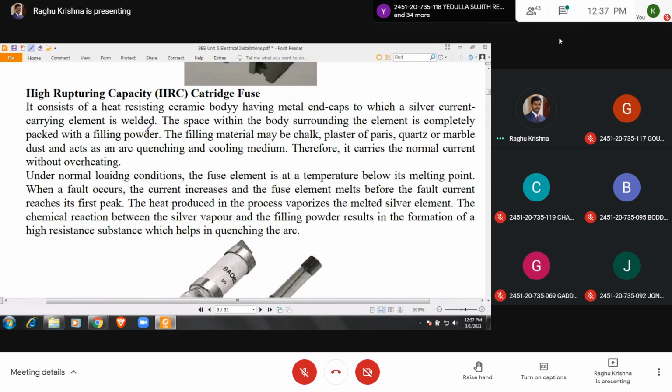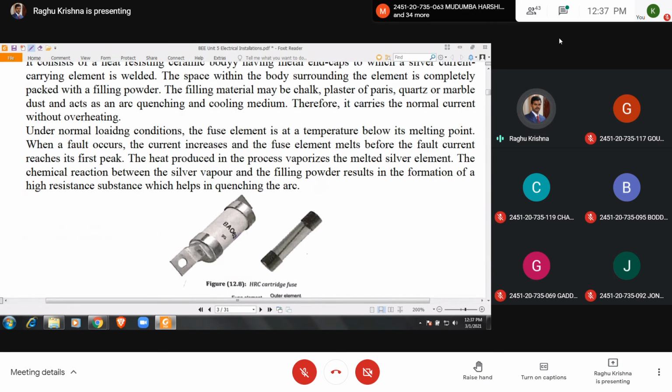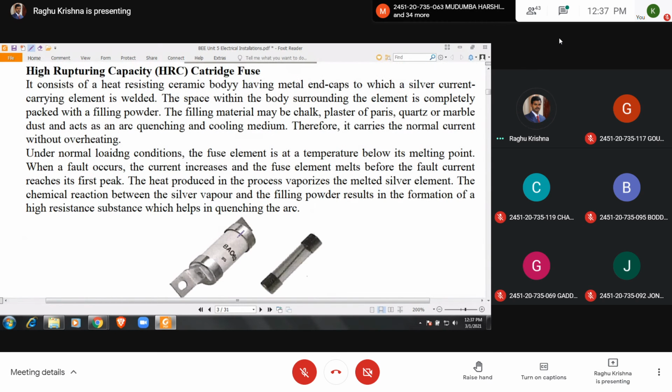Okay, here. So it consists of a heat resisting ceramic body. This is a ceramic body having metal end caps. These are the metal end caps. This is one cap. This is another cap. Metal end caps.